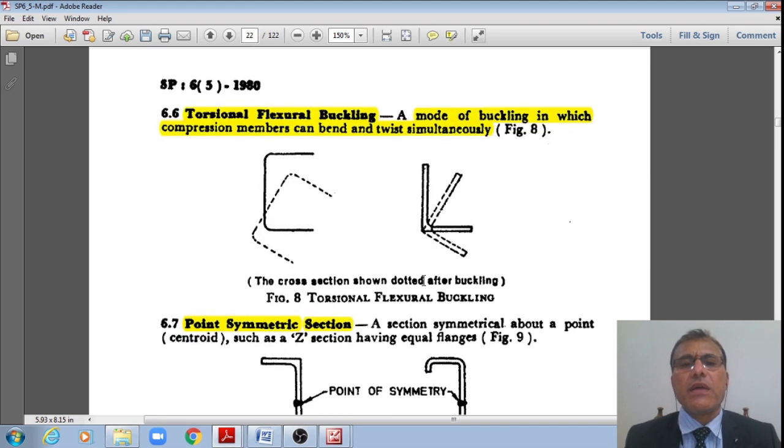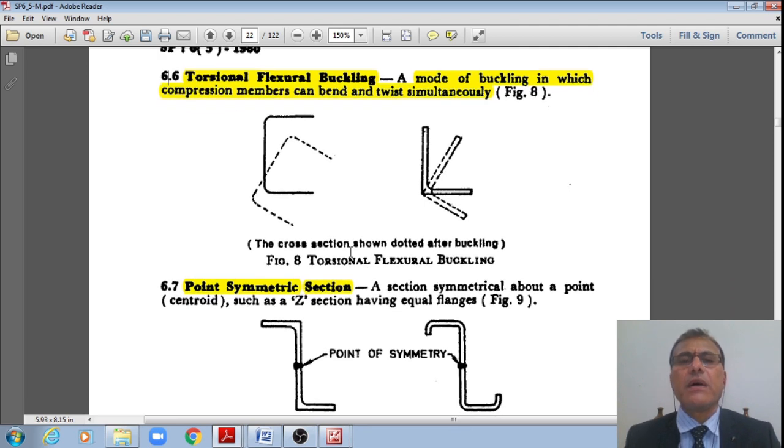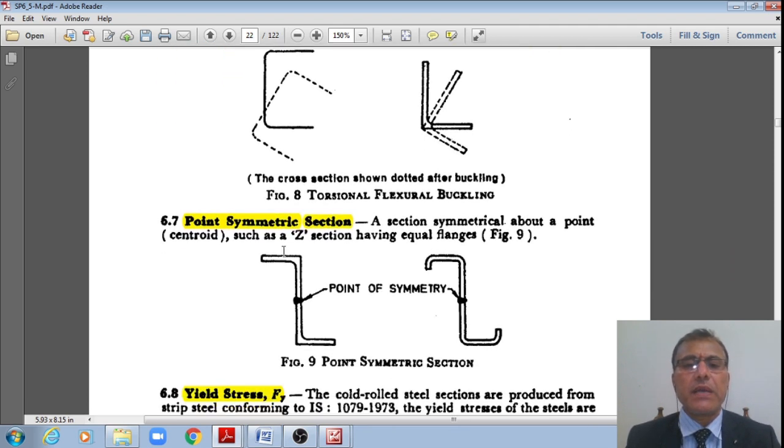Now the next one, torsional flexural buckling. It is a mode of buckling in which the compression member can be bent as well as twisted simultaneously. Generally, this happens for channels as well as angles which are subjected to unsymmetrical loadings. Therefore, there the torsional flexural buckling will occur.